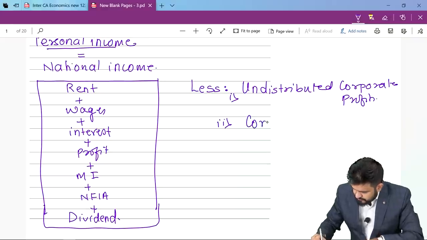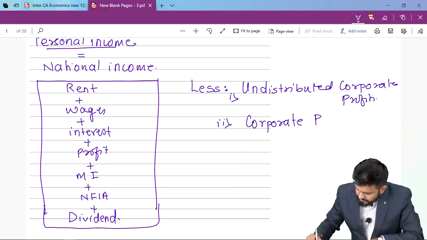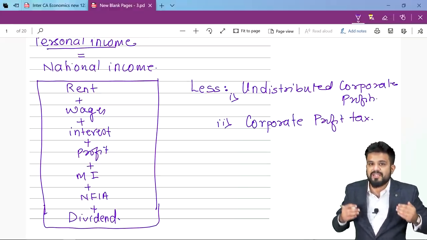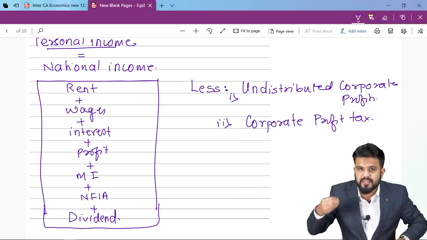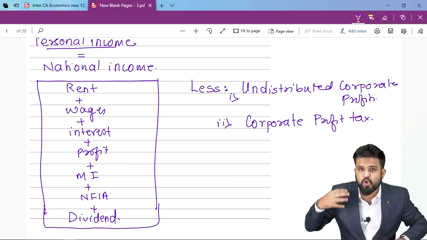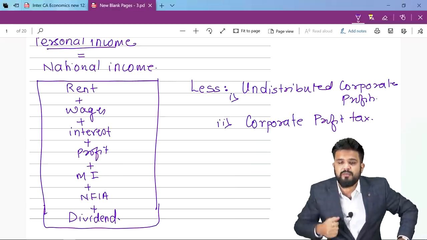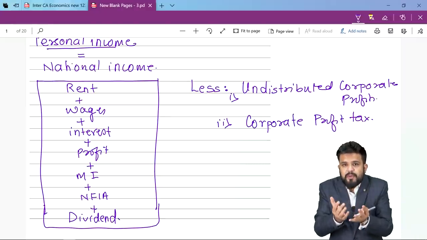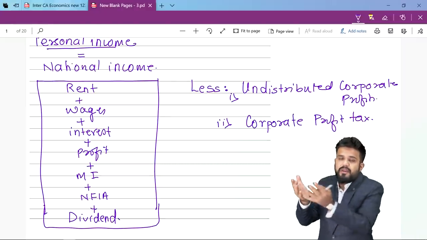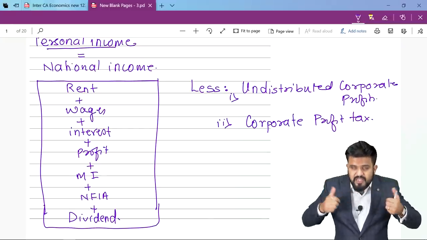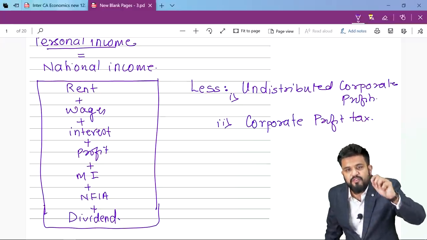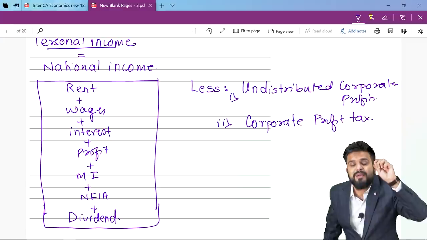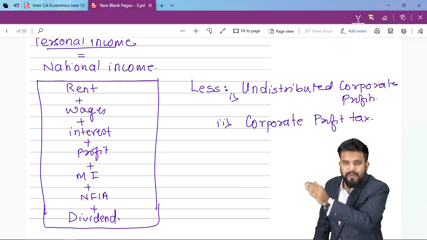Second, corporate profit tax, or you can even write corporate tax. So who pays corporate tax to whom? Can I say companies? Companies like Reliance, Aditya Birla, ITC, Bajaj Auto, they will pay corporate tax to the government. But students, corporate tax companies are paying to the government. Individual income, personal income has no role in that. Remove it, because corporate profit tax is included in national income, but that won't be a part of personal income, so we will minus.